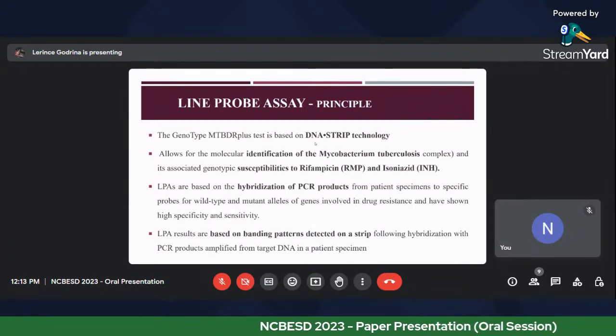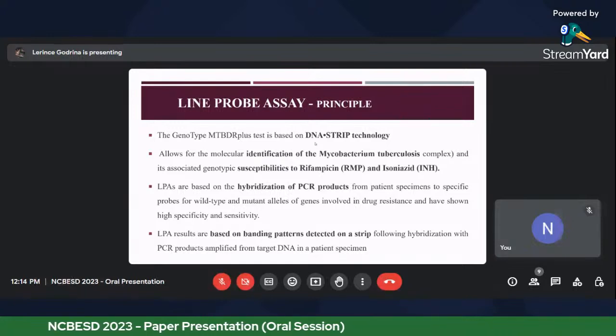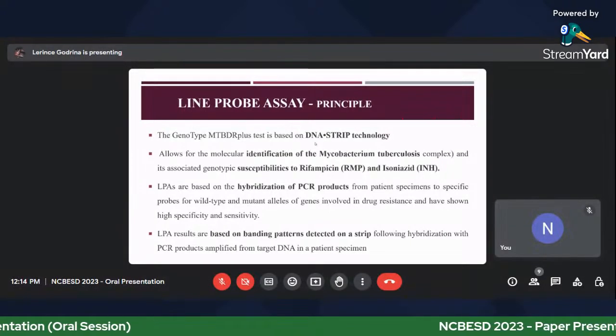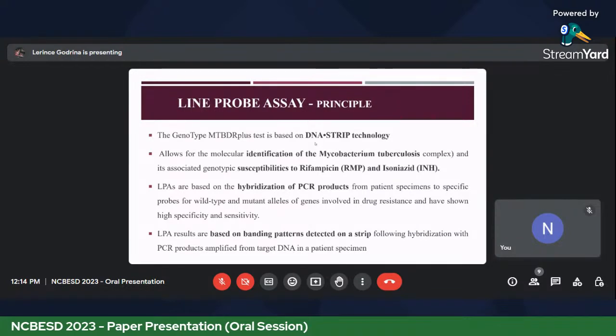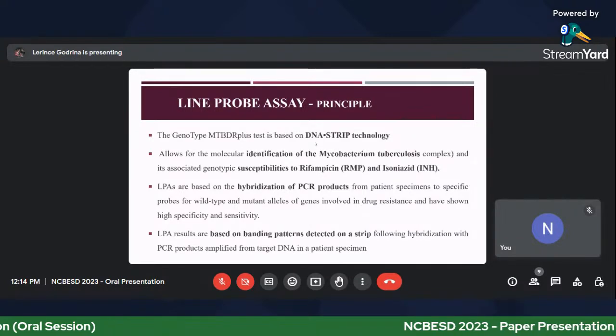Line probe assay is a DNA strip method. In this, we can identify Mycobacterium tuberculosis and its associated genotypic susceptibility to rifampicin and isoniazid. LPA is based on hybridization of PCR products from the patient's sample or specimen to specific probes for wild type and mutant alleles of genes involved in drug resistance, and has shown high specificity and sensitivity.